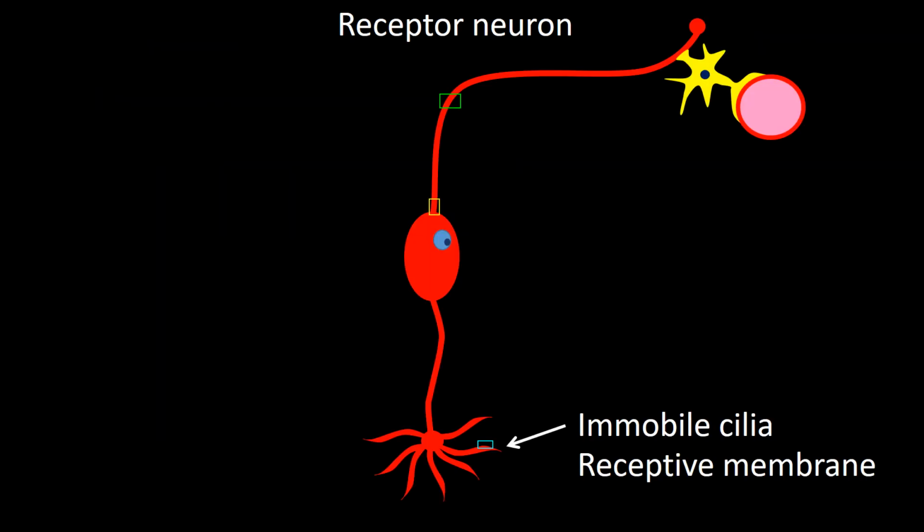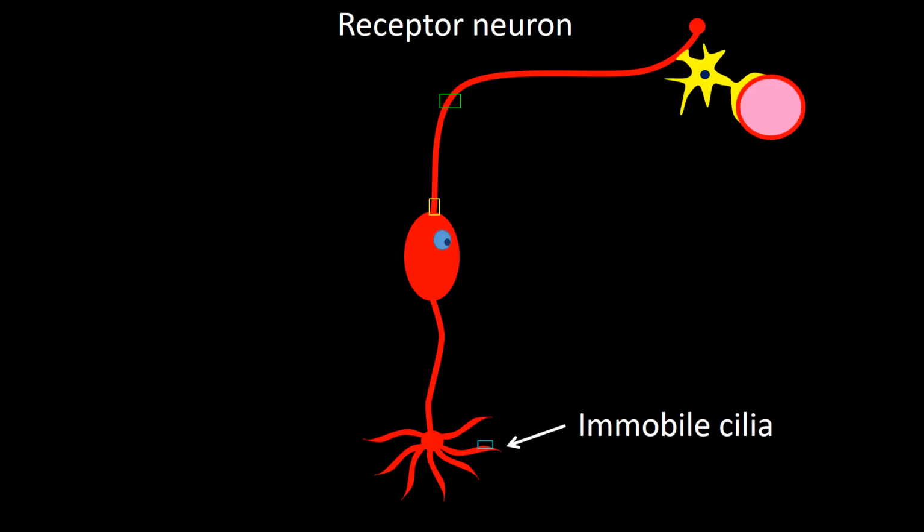Smell receptor neurons perform multiple tasks in order to achieve their primary function of adequately stimulating the second neurons in the olfactory pathway. The first task is recognition of an adequate stimulus. In a segment of the membrane of the immobile cilia, called the receptive membrane, we find the mechanism for stimulus recognition.